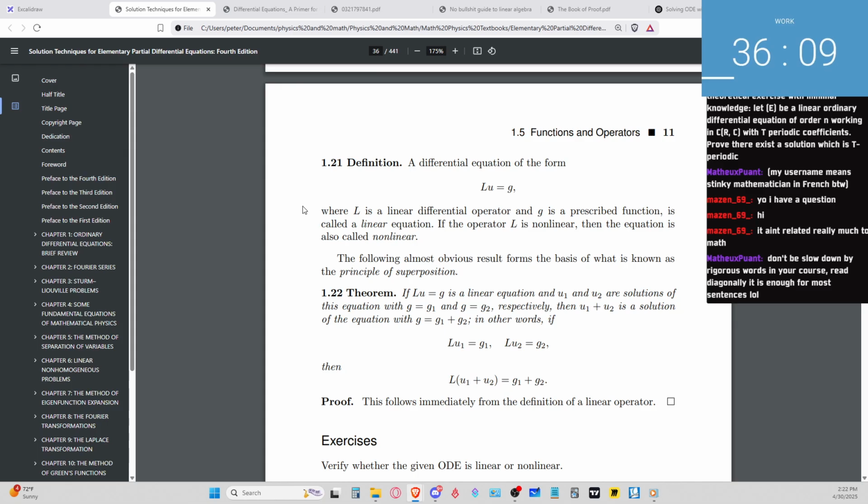Don't be slowing down on rigorous words in your course. Read diagonally, it is enough for most sentences. I don't get what you mean. I'm not taking a course, I'm just learning. Math is like a hobby of mine.